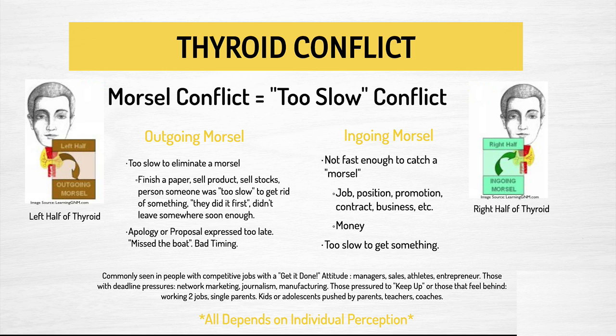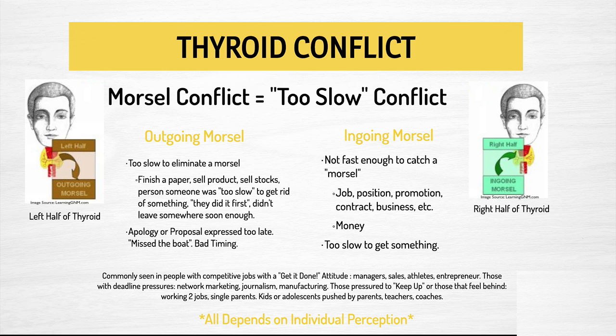If someone else did something first and you felt, I could have done that, and you felt too slow. If you didn't leave somewhere soon enough and something happened as a result of you being somewhere too long, you were too slow. Something like an apology or a proposal expressed too late, missing the boat, bad timing can affect you in having this type of biological conflict.